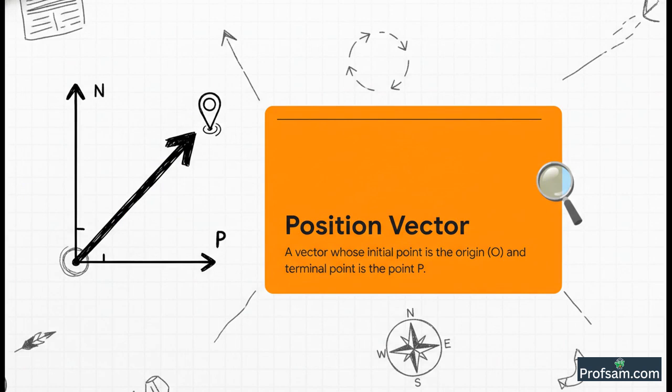Now, here's a really useful idea. What if we draw a special vector that always starts from this home base, from the origin? Well, that's called a position vector. It's a vector that starts at O and ends at any other point, let's say point P. Its whole job is to tell you the exact address of point P on the map. It's like a permanent GPS pin for that spot.